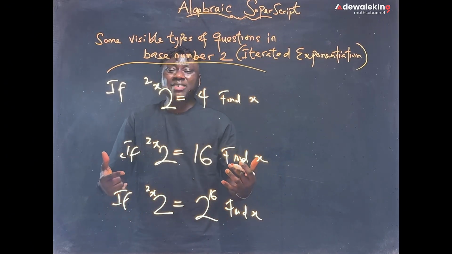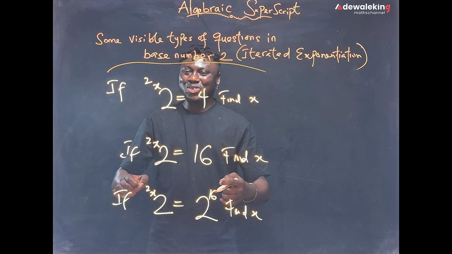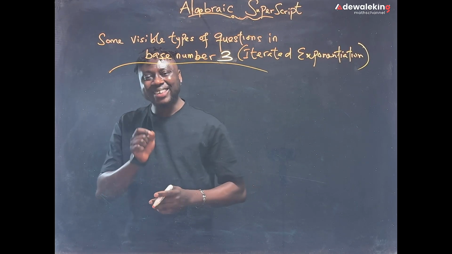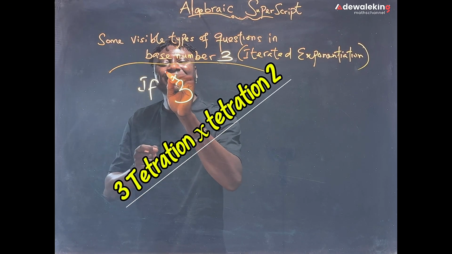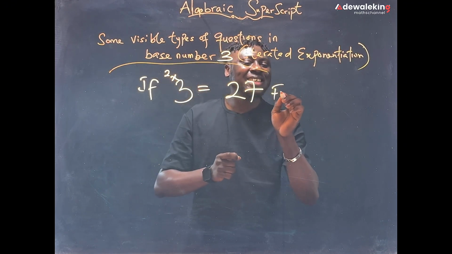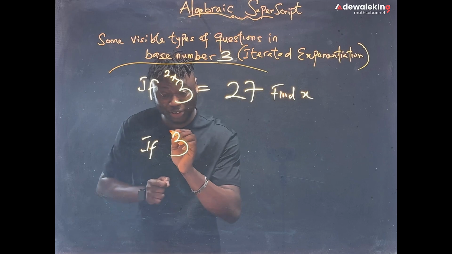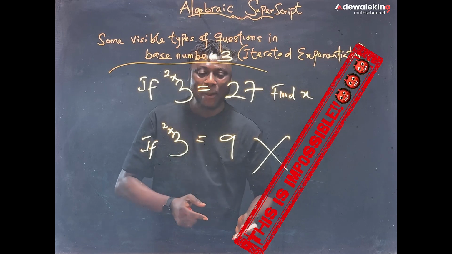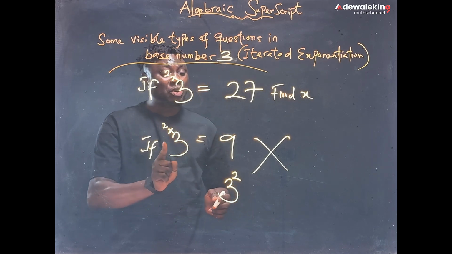These are possible examples of questions that can be asked under iterated exponentiation. A possible example in base 3 is: if 3 tetration x tetration 2 is equal to 27, find x. If 3 tetration x tetration 2 is equal to 9, this is not possible because this will give us 3 raised to the power 2 and it will be very difficult to solve.